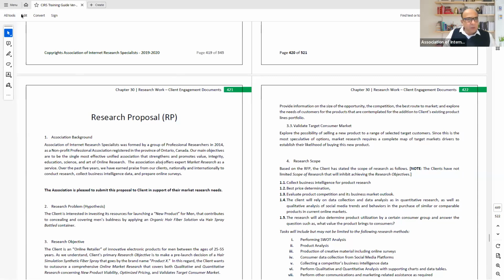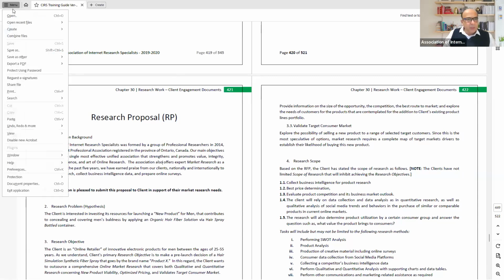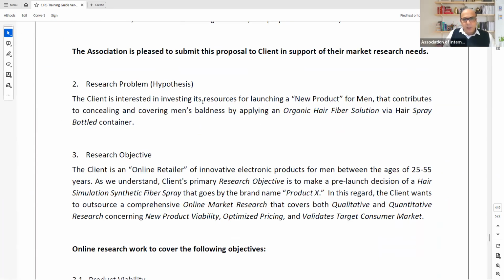So let's see what is done here. I'm going to make this appear in single page. It says the client is interested in investing its resources for launching new product. This is important. When you do research for something that is not already in the market, it's a new product, you have to ask a lot more questions and identify that product with your target consumer market as well as the industry that it represents.